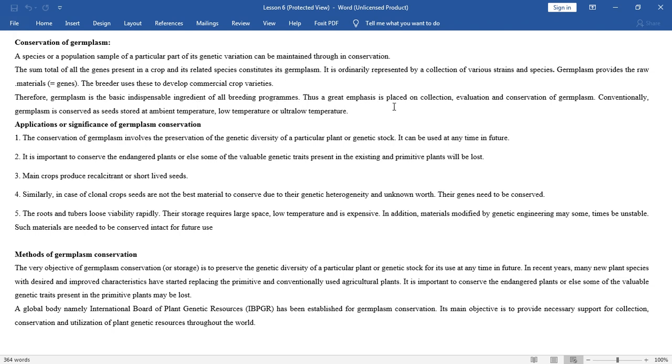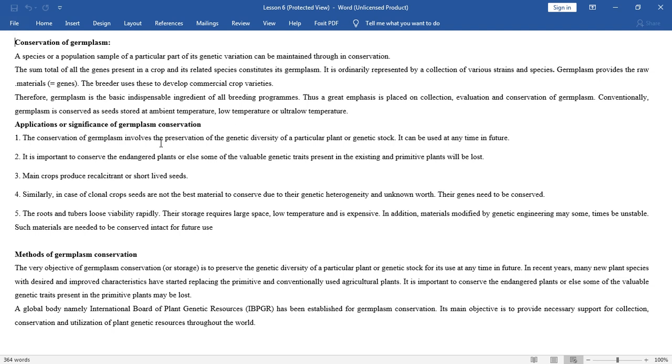Thus, a great emphasis is placed on collection, evaluation, and conservation of germplasm. Conventionally, germplasm is conserved as seeds stored at ambient temperature, low temperature or ultra low temperature. Applications or significance of germplasm conservation.